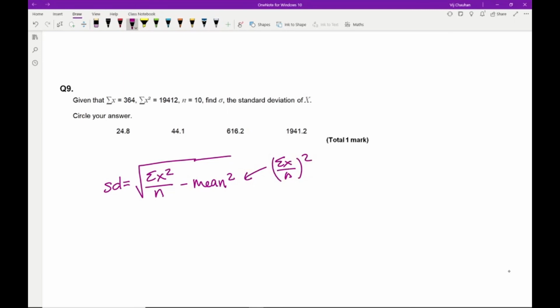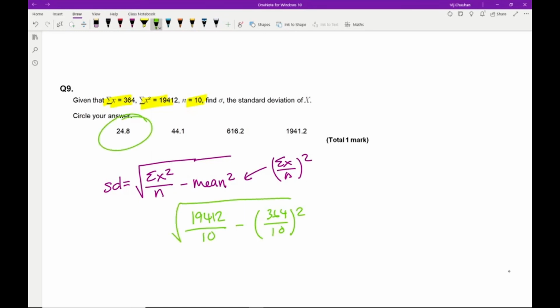So if I then work out those values, I'm going to use the values in the question and substitute the numbers in, so I've got 19412 divided by 10 minus 364 over 10 squared, and that's all square rooted. I should get the answer of 24.8.